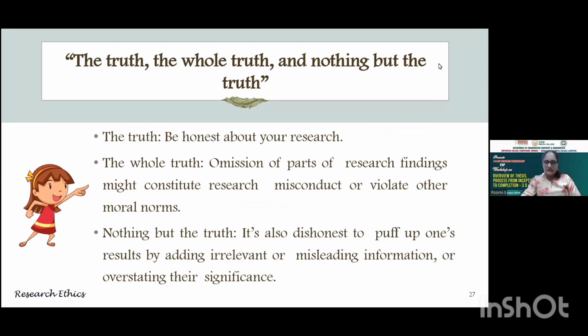It's also dishonest to puff up one's results by adding irrelevant or misleading information or overstating their significance. So you need to declare the entire truth and not omit any parts, and always be honest about what you got in your results.